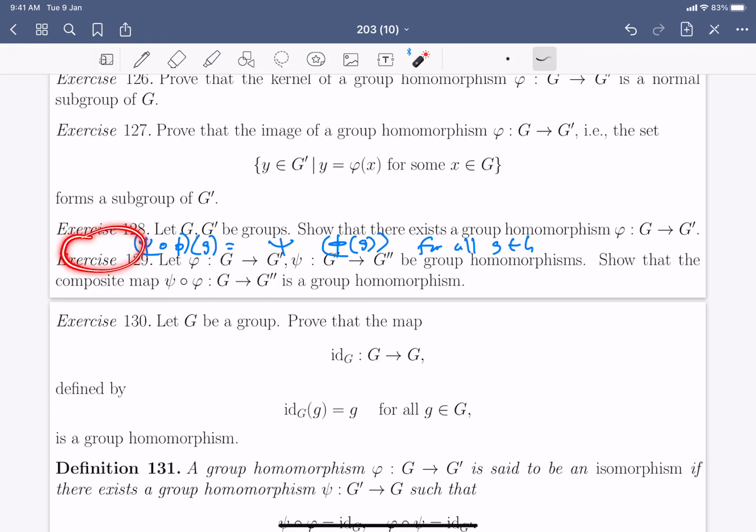This exercise says that the composition of two group homomorphisms is a group homomorphism. This is usually summarized in that form. So this says that psi composite phi is a group homomorphism too. Please try to work on it.